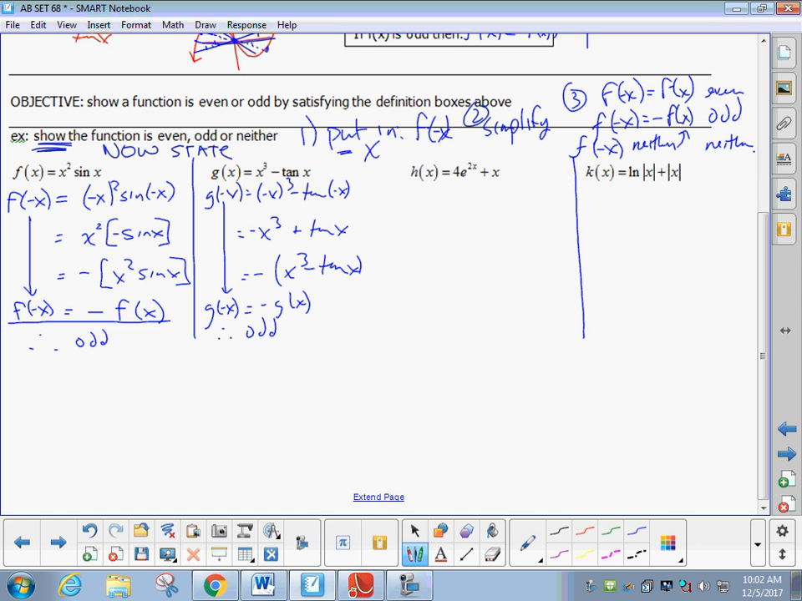K of x is in the far right side. What do you get? K of negative x equals K of x, and therefore we conclude even. All right, try the middle one now, or that third one.